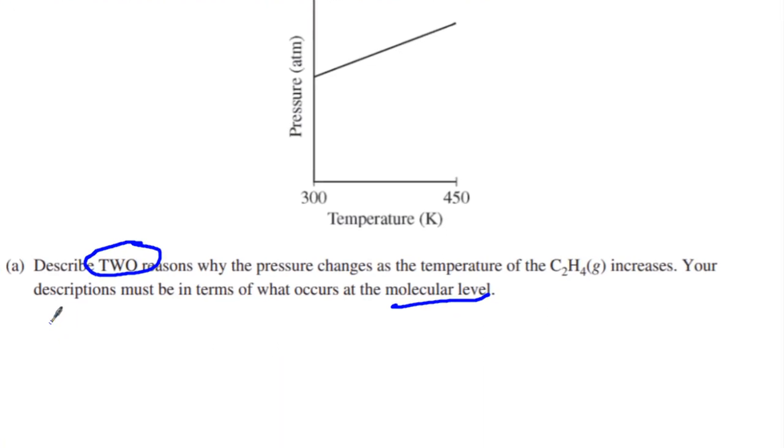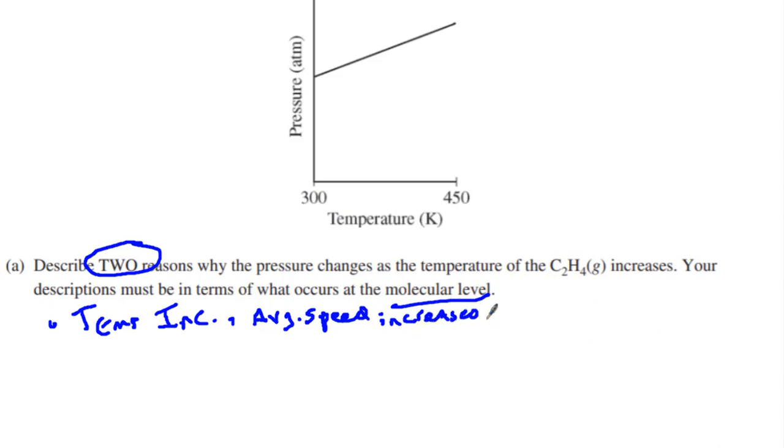And so the first reason is as the temperature increases, what is happening is the average speed of the gas is increasing. So each particle is getting faster and faster. And so what that does is those molecules collide more frequently. So the frequency of the collisions increases. That is one of your reasons why.